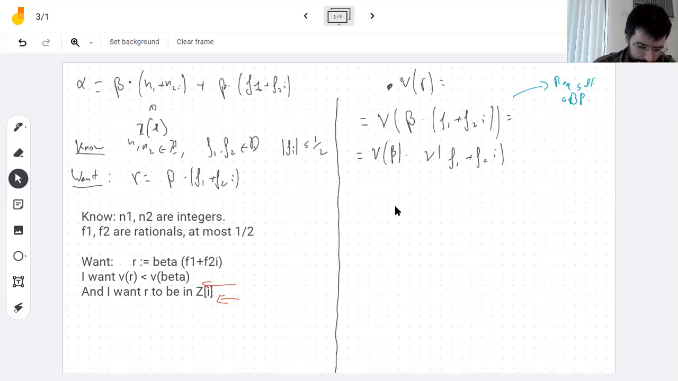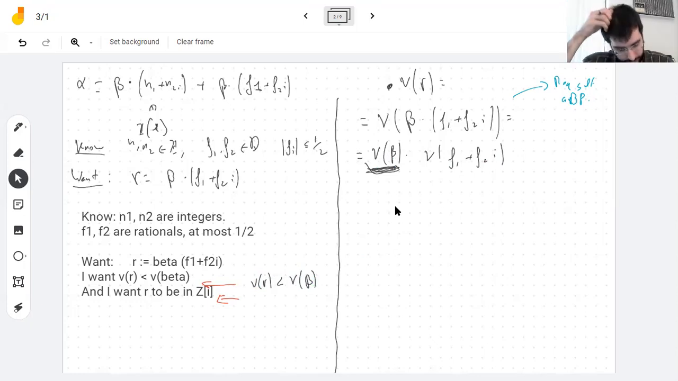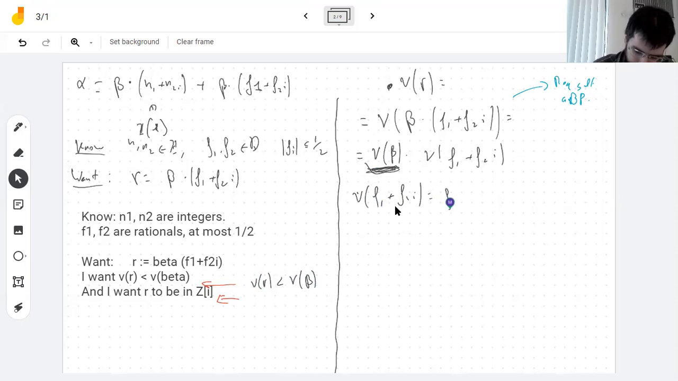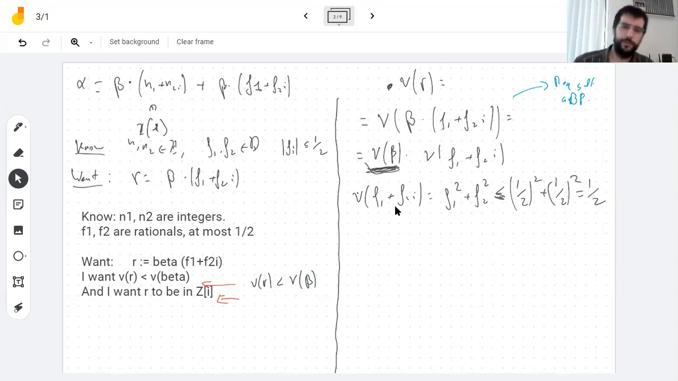So here's the thing I'm supposed to compare with. Is this number that I'm multiplying smaller than 1? That's really the only question. And it is, because these are both smaller than 1/2. And the square of 1/2 plus the square of 1/2 is 1/2, which is smaller than 1. So you take a number, you multiply it by something smaller than 1, the number decreases. All right. Any questions?